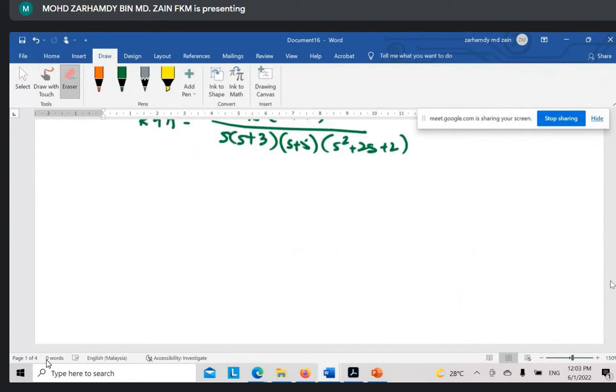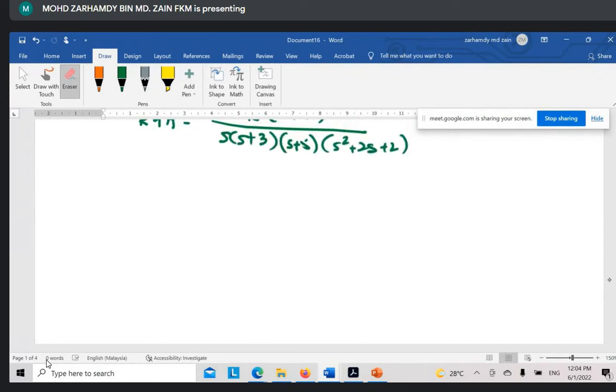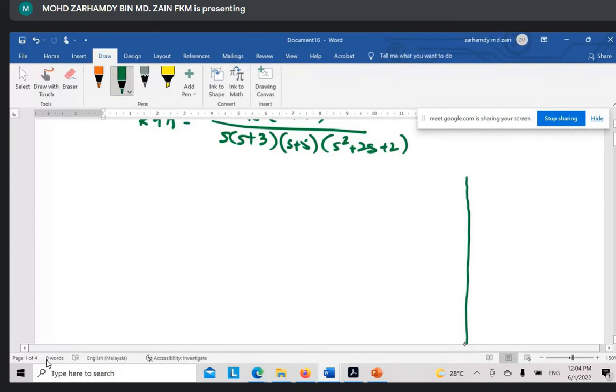Okay, here we concentrate on the S-plane. So this is the real axis, imaginary axis.